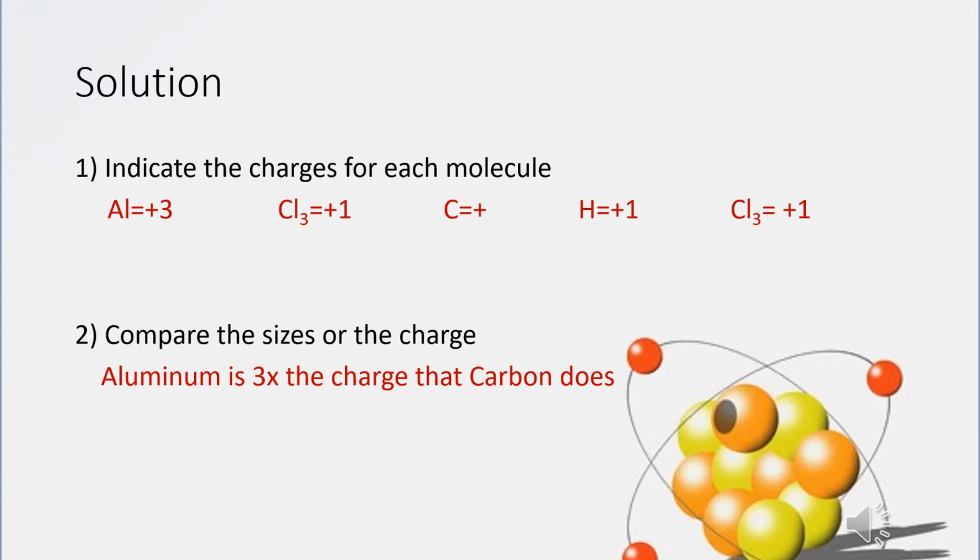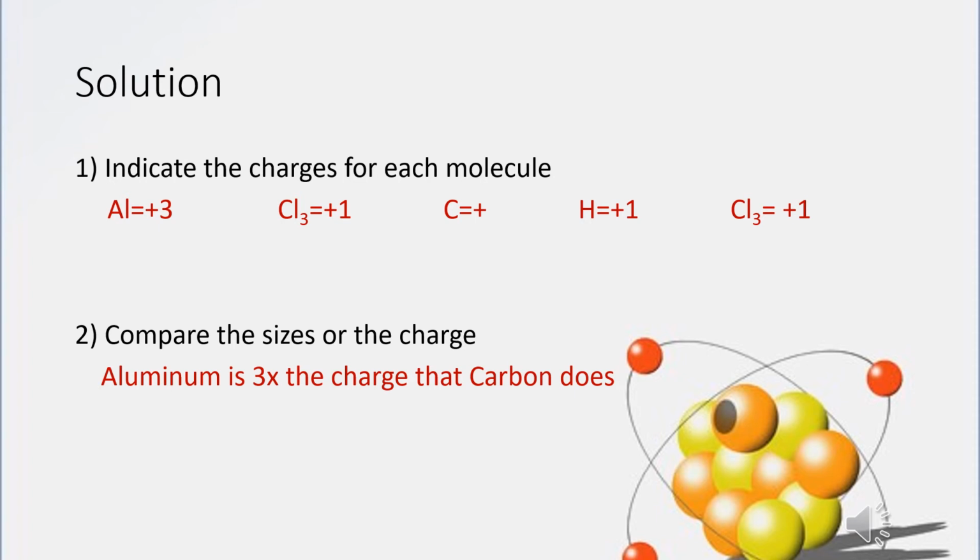Step 2 is to compare the sizes or the charge. If you want to compare the sizes, all you would have to do is look at the periodic table and compare the distances between the two. But since none of the molecules that we have are on the same row of the periodic table, we would just go ahead and compare the charges.